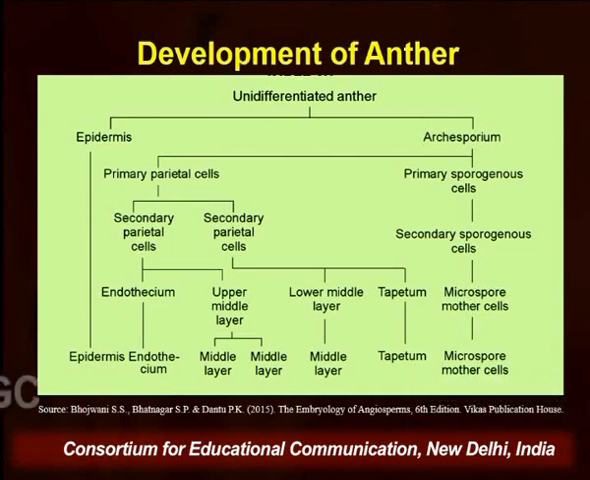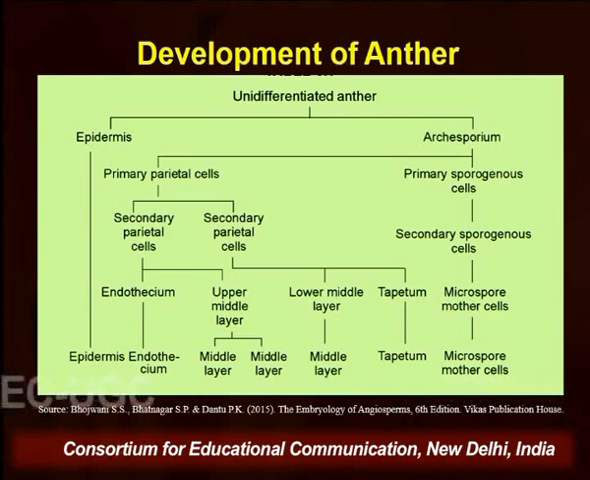Now, archisporium can be a single cell, or it can be a multi-layered structure of cells which are vertical in position, and this archisporium is distinct by elongated cells which have a dense cytoplasm and a prominent nucleus. The archisporial cells divide transversely, forming a parietal cell on the outside and a sporogenous cell towards the inside. Now all the wall layers of the anther arise from the primary parietal cells.